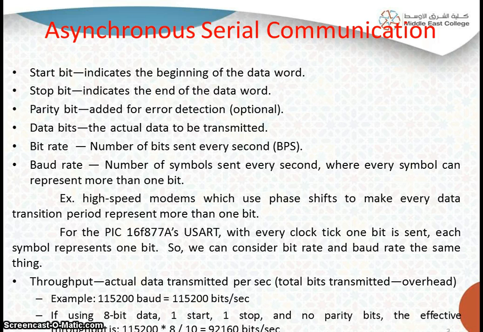So for example, if we have 115200 baud rate, which is nothing but the bits per second, and if we are using the protocol which has one start bit and one stop bit and no parity bits, then the effective throughput for 8 bits of data will be 115200 into 8 divided by 10. That means actually it is 8 bits of data, but we made it a 10-bit frame and then transmitted. So the actual bits per second will be 92160.